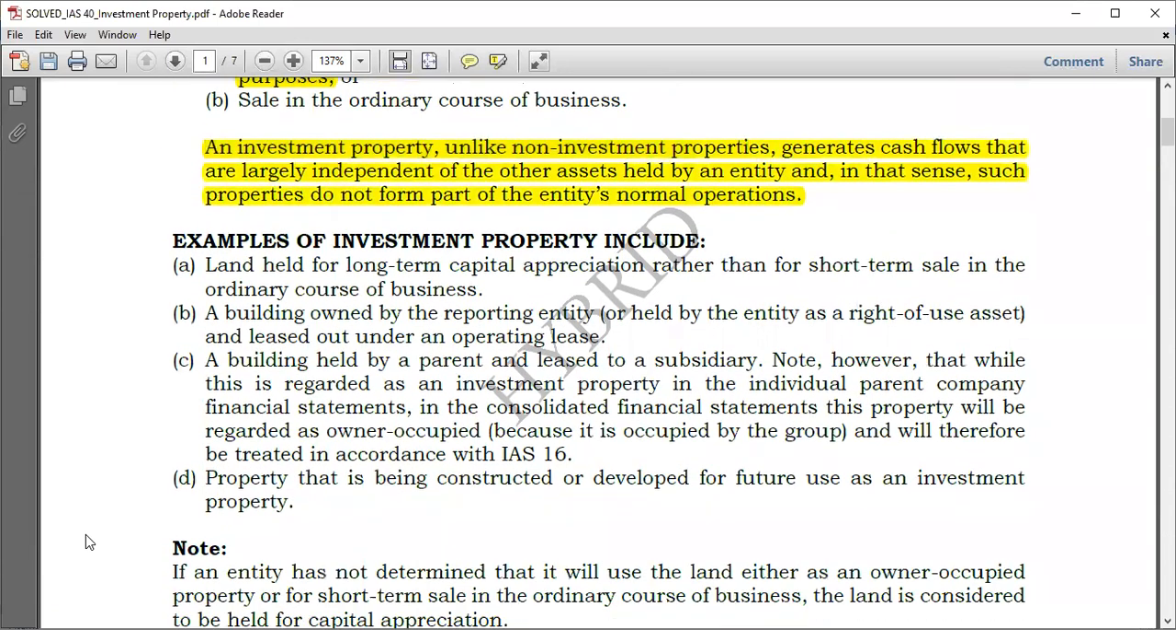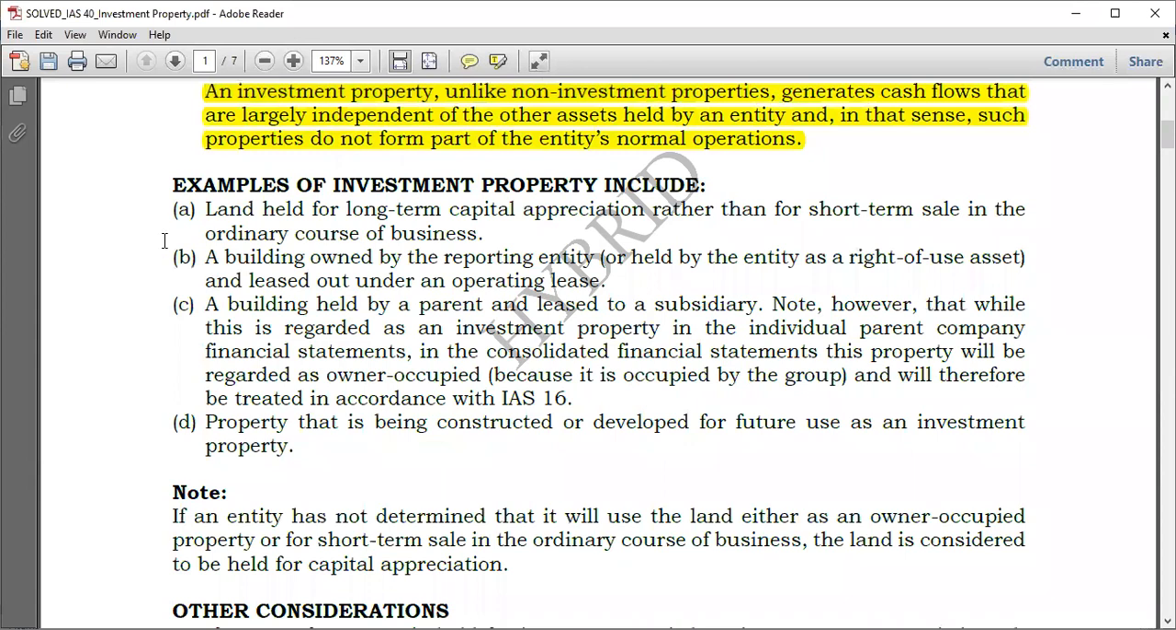Now, let's take a look at some examples of investment properties. Investment properties could include the following. As I've said, we could have land and buildings. So, land held for long-term capital appreciation. This one is obvious. We have been told you are holding land for capital appreciation. And we say the definition of an investment property is that it should be used for rentals or capital appreciation. So it's obvious that it is for capital appreciation rather than short-term sale in the ordinary course of the business. For the short-term sale in the ordinary course of the business, this one should have been inventory.